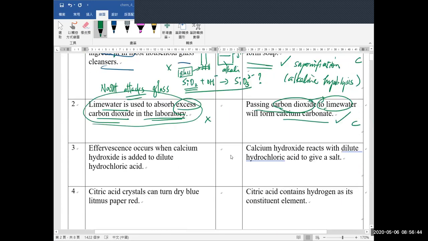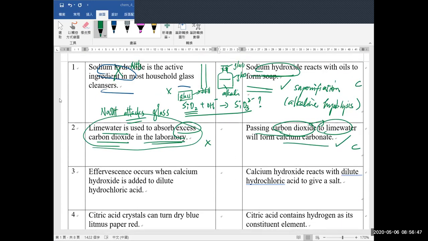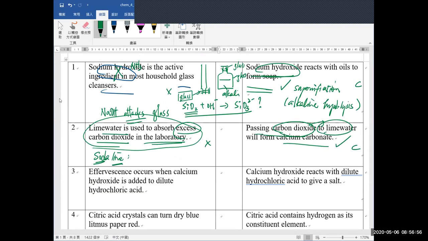Soda lime is a mixture of calcium oxide and so on. Lime, you know, is a calcium-containing substance. Soda, you know what that is? It is a sodium-containing substance, right? Lime, calcium-containing. Soda, sodium-containing. Okay, so it is a mixture of NaOH and CaO. It is used to absorb CO2. You know it?